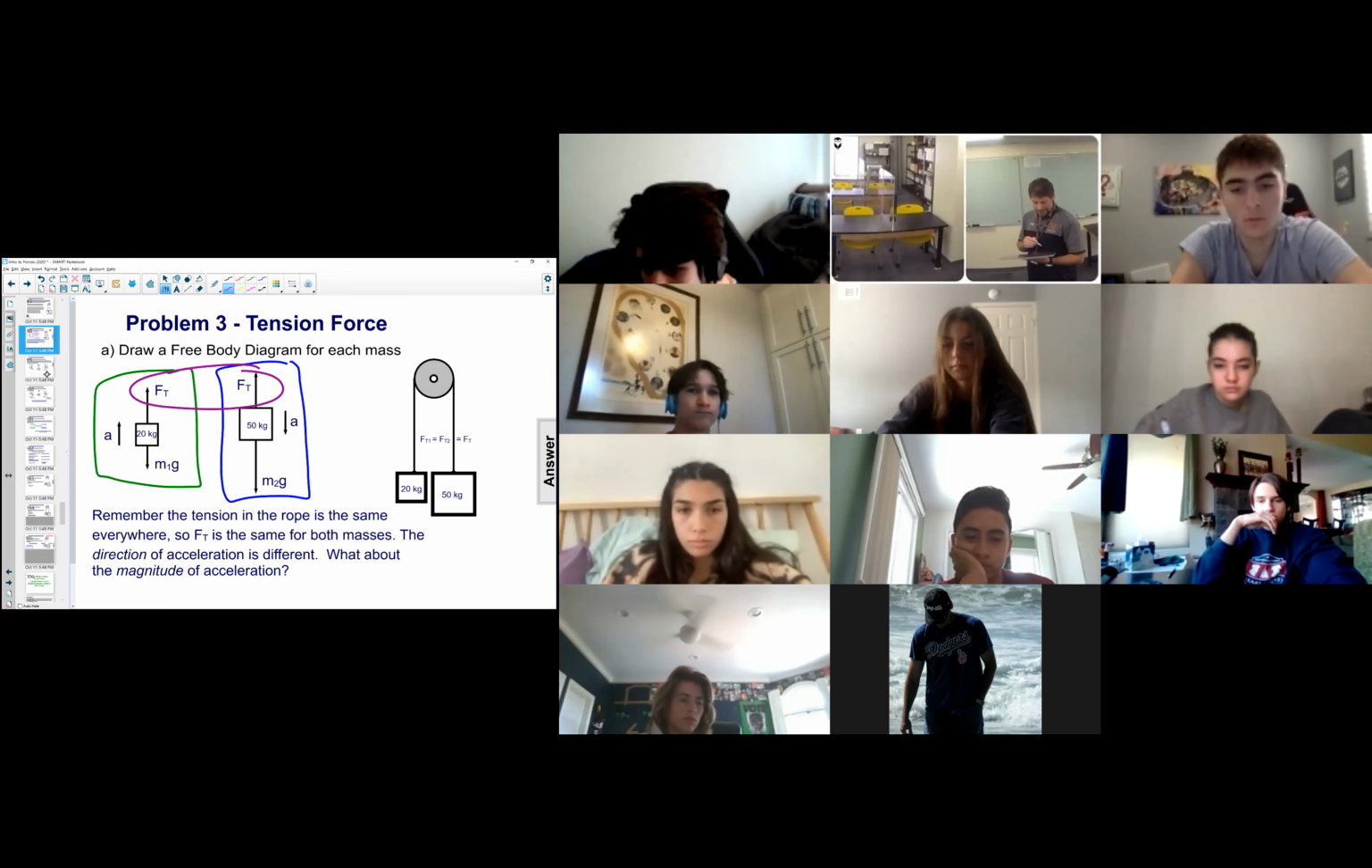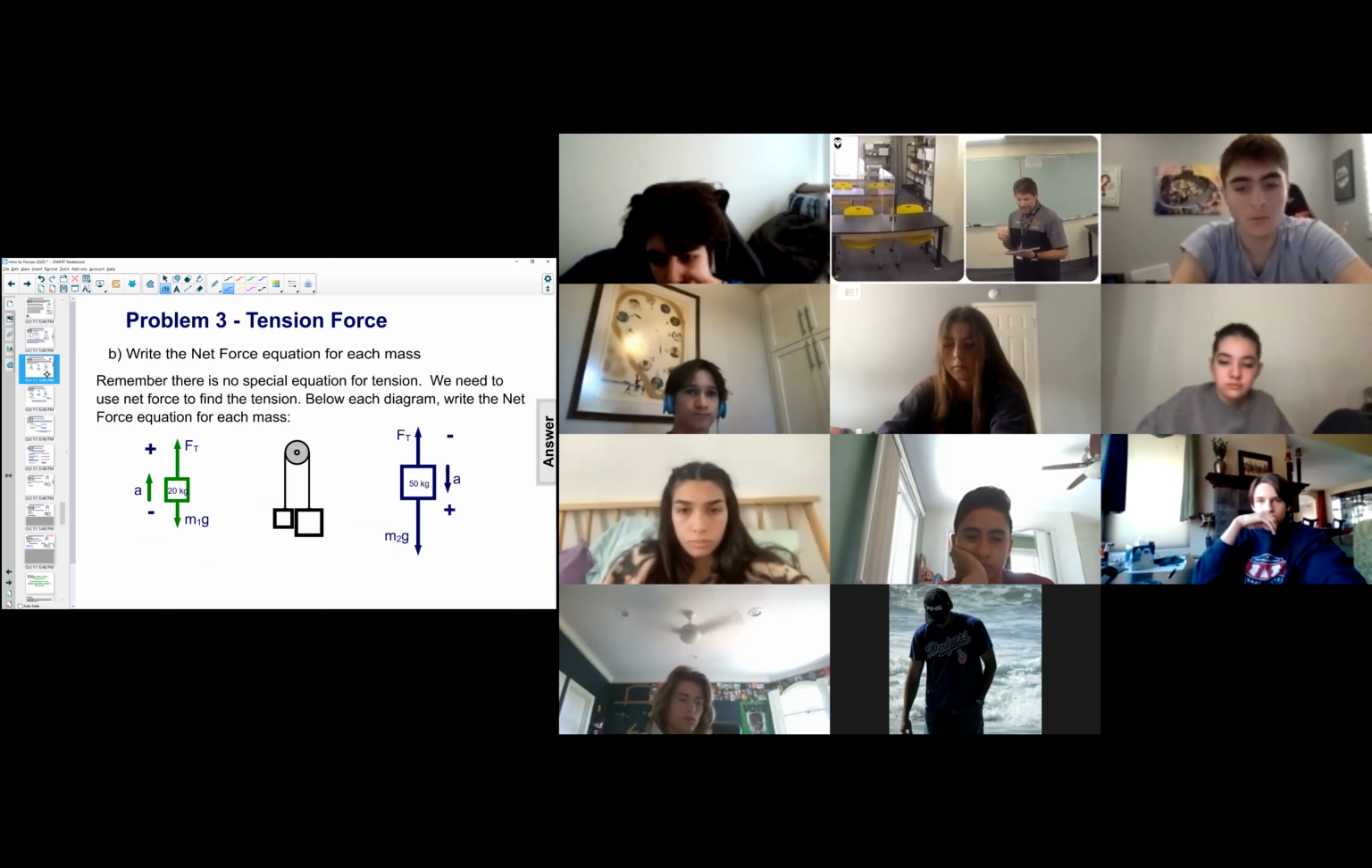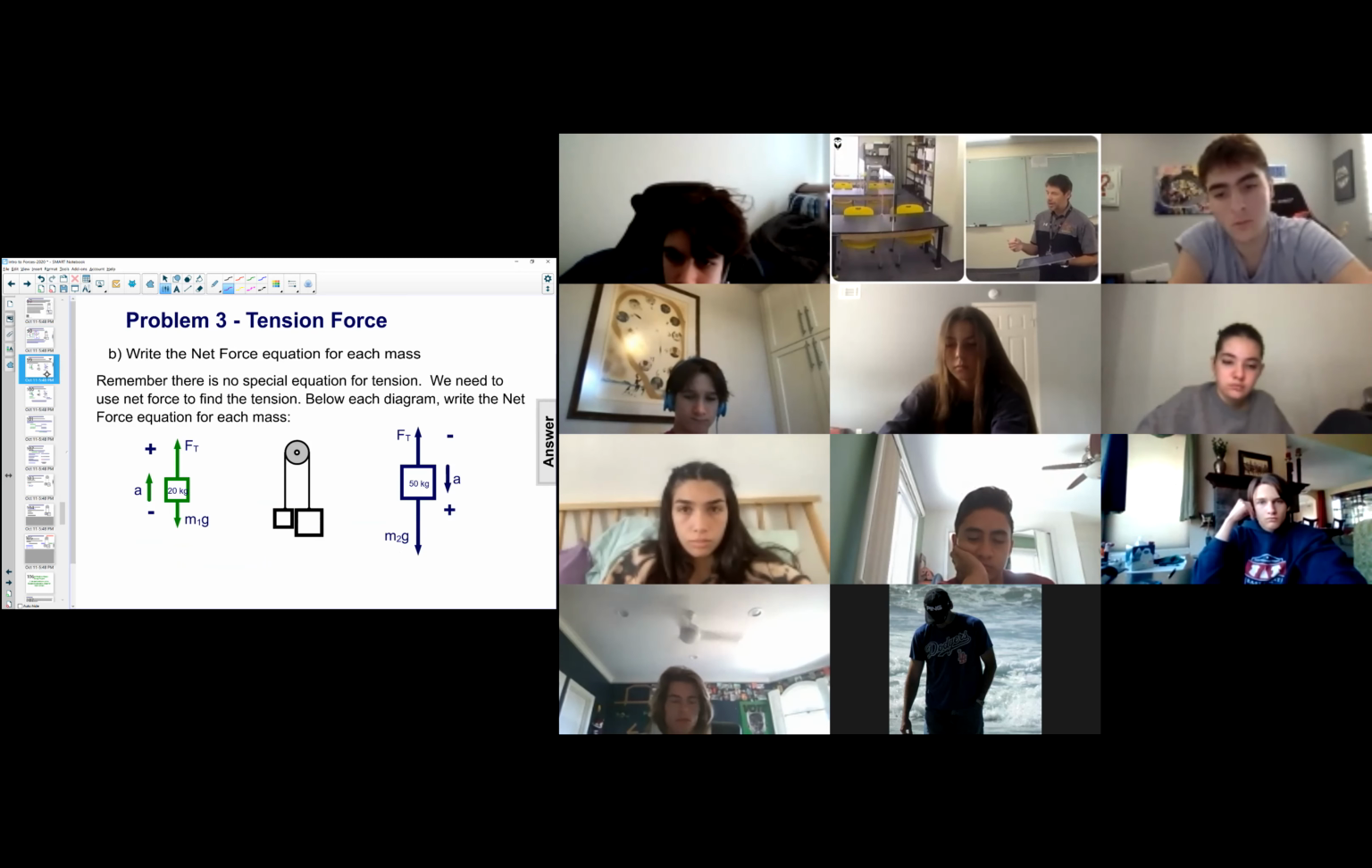All right, let's move forward then. Write the net force equation for each mass. Remember, there's no special equation for tension. We need to use net force to find the tension. Below each diagram, write the net force equation for each one. Well, for each one, we know net force is ma. Like we know the base Newton's second law. Net force is ma. But let's think about that net force as a relationship for these.